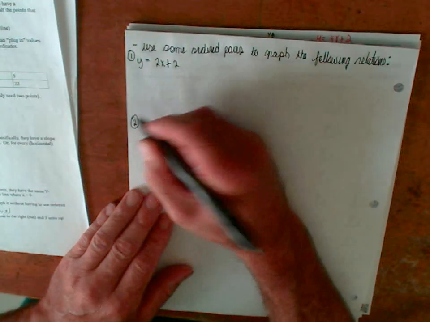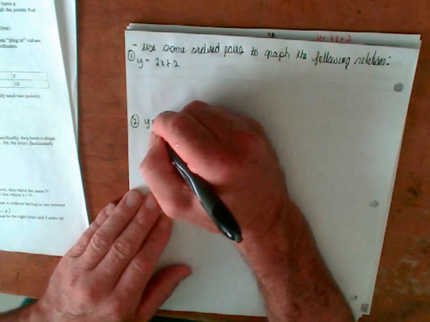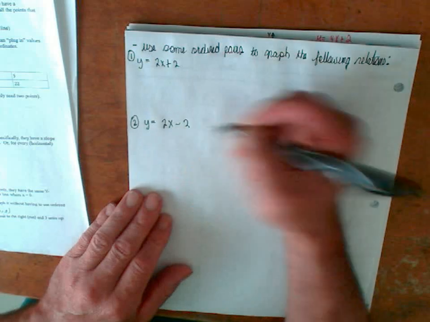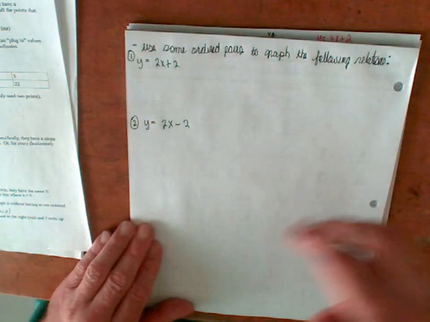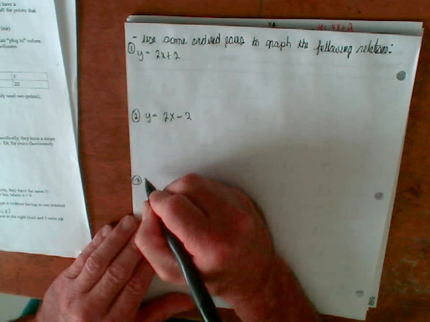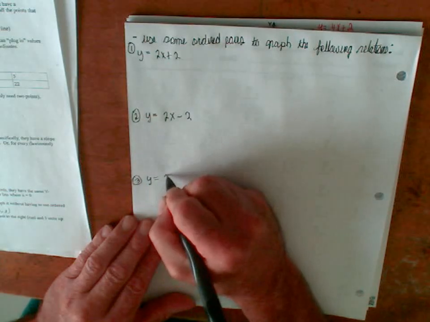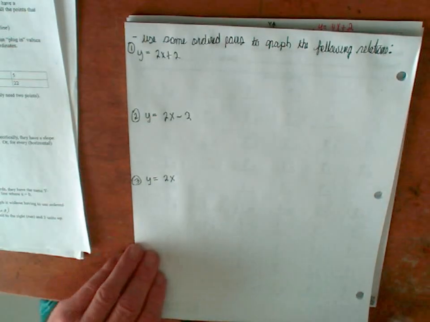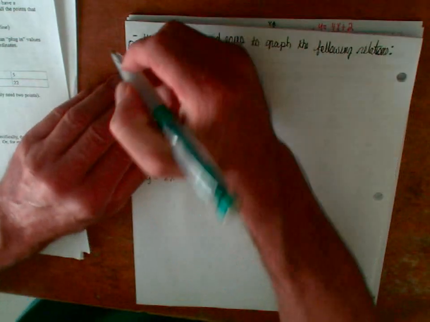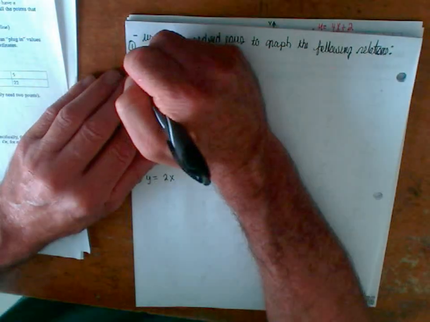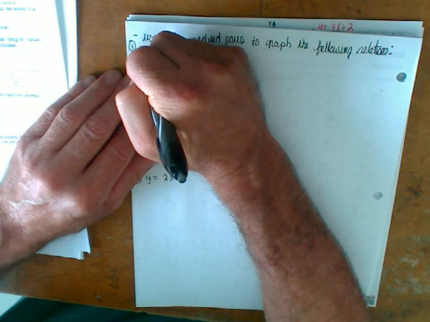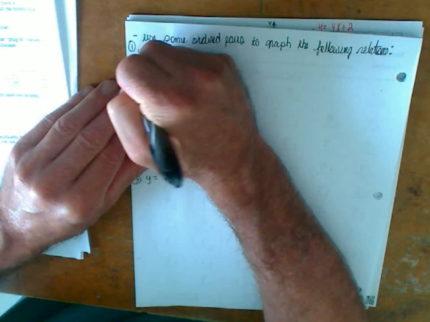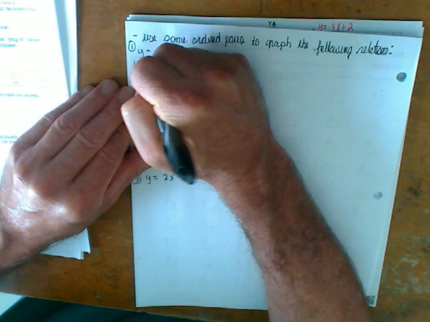Number 2, the relation is y equals 2x minus 2. And we're going to put our table here. And 3 is y equals 2x. Okay, so we're going to make the same table as we did last time. If x is, then y is.